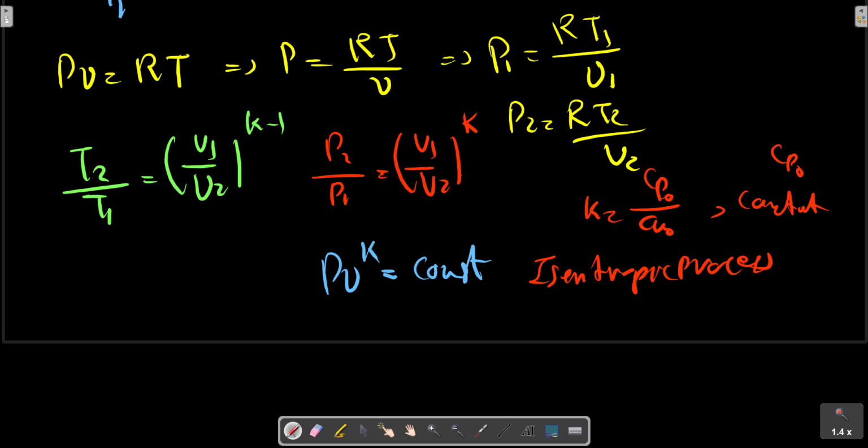The next section is the reversible polytropic process for an ideal gas.